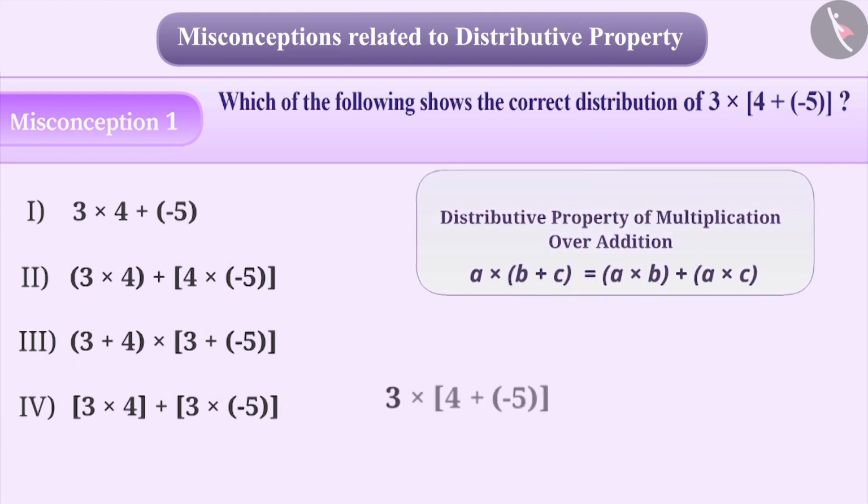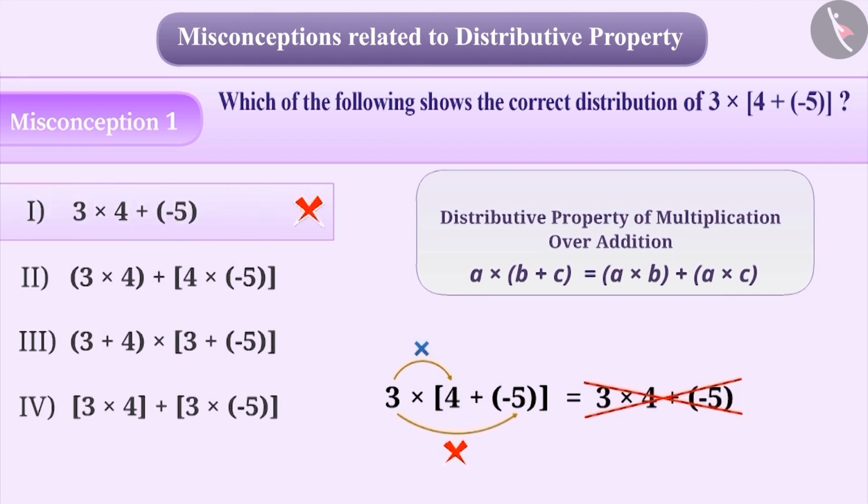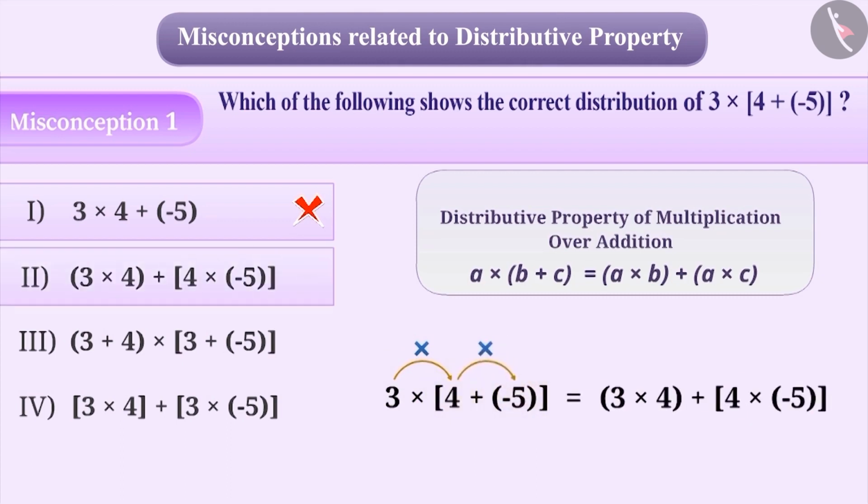For example, some children multiply the number outside the bracket with the first number inside the bracket, but they either forget or ignore to multiply it with the second number inside the bracket. So option 1 is the incorrect answer. Some kids in a hurry multiply the number outside the bracket with the first number inside the bracket and then hastily multiply the first number in the bracket with the second number in the bracket. So option 2 is also incorrect.